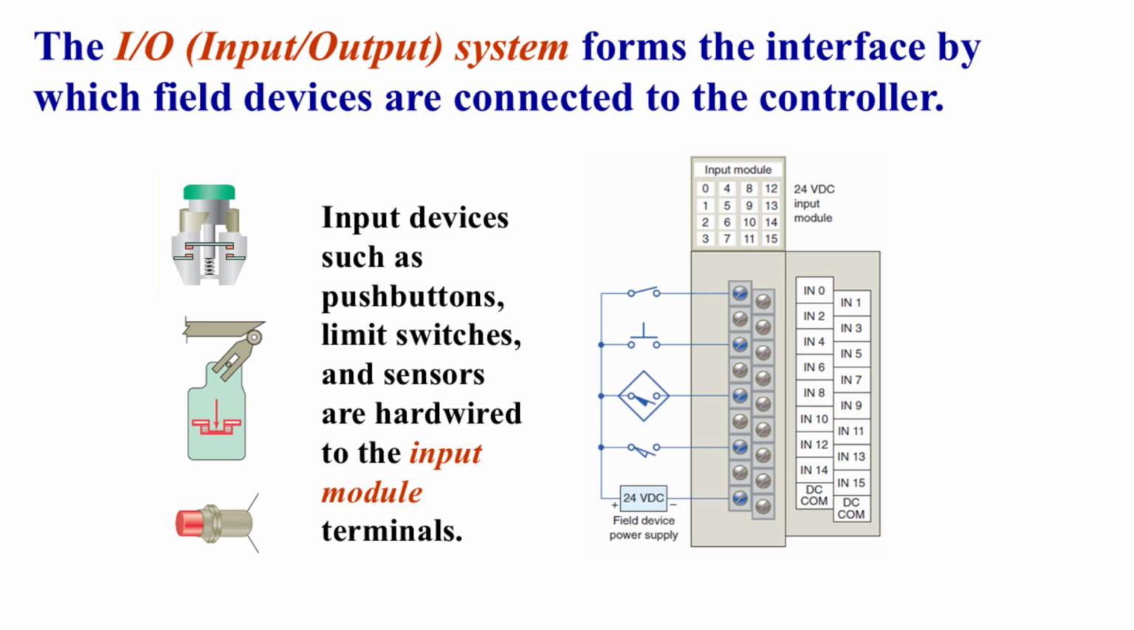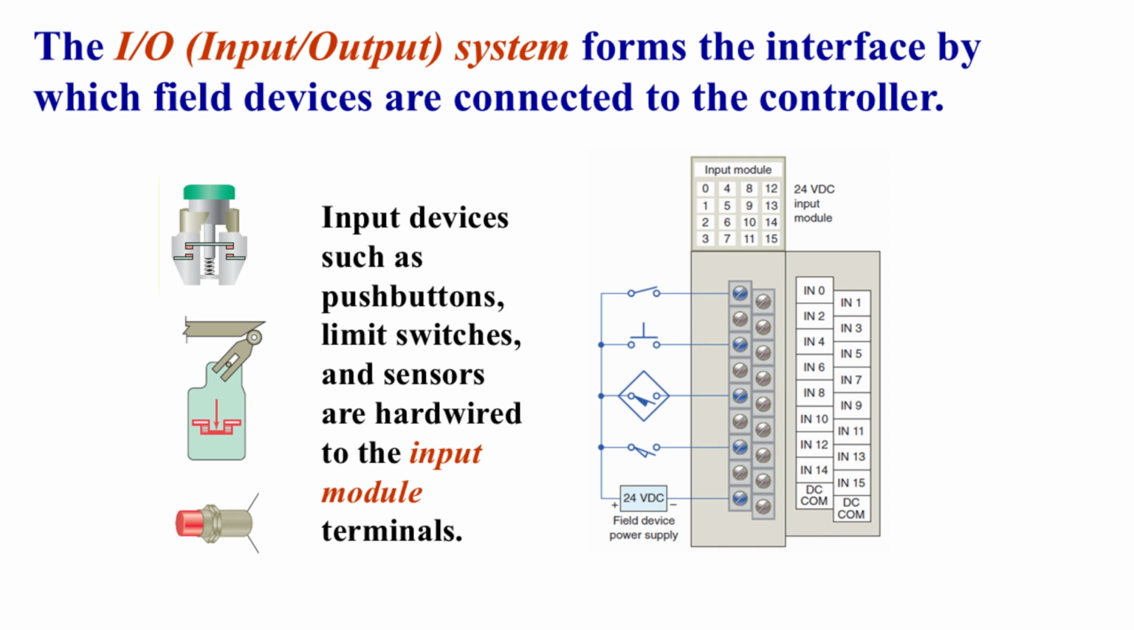The I/O, input-output, system is the bridge between the PLC and the real world. It allows the CPU to read signals from field devices and then send control commands back out. Without I/O modules, the PLC would have no way to interact with the process.